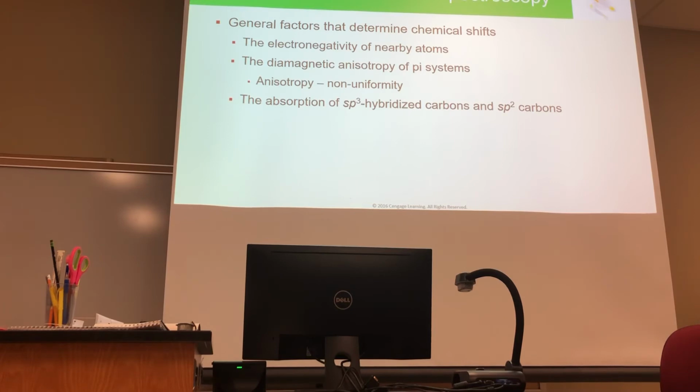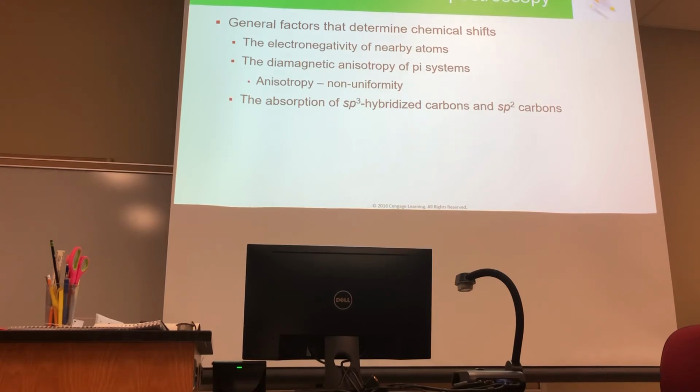So general factors that determine the chemical shifts include the electronegativity, which we just saw, right? We're going to talk about the diamagnetic anisotropy. I have a hard time saying that one.